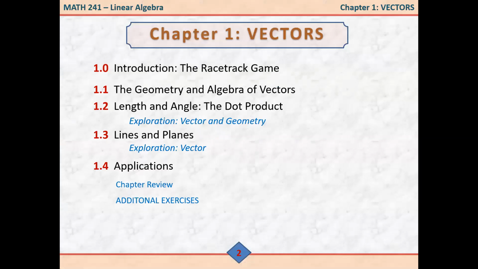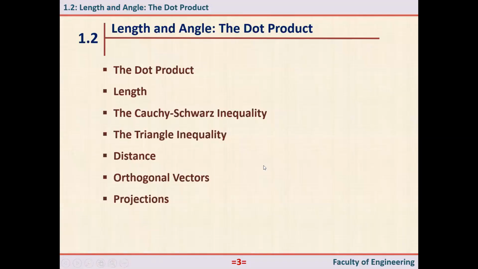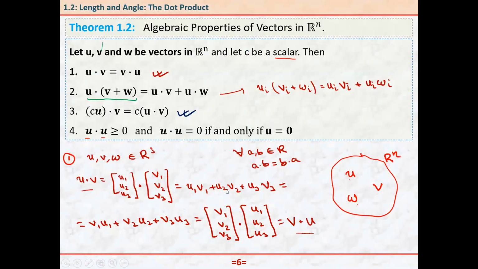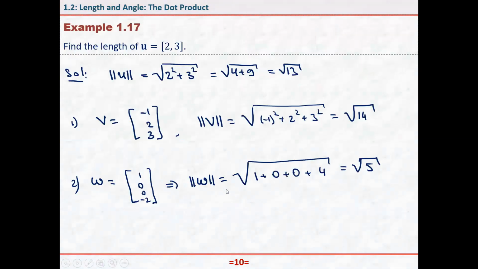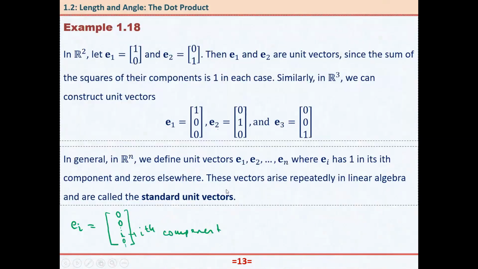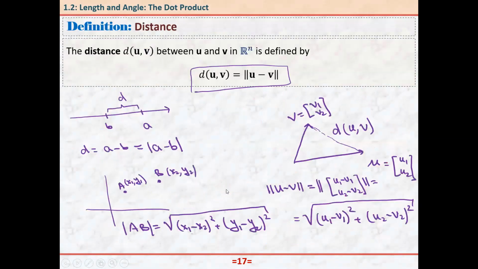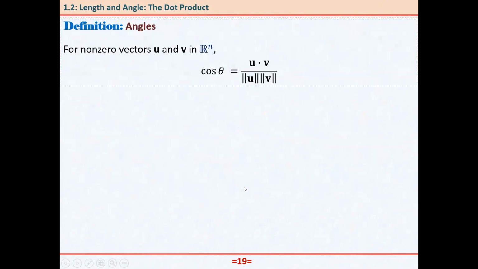Okay. So we were talking about length and angle, and last time we studied the dot product, length, the Cauchy-Schwarz inequality, the triangle inequality, and also distance, and we stopped at orthogonal vectors and projections. So we will continue from there today, and let's see how far we can go. Okay, we stop here. Angles.